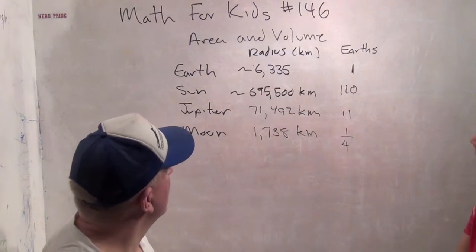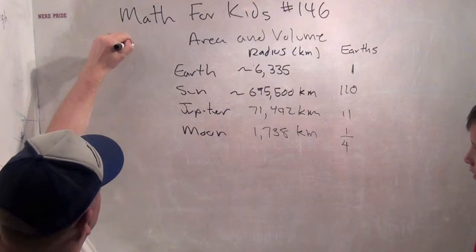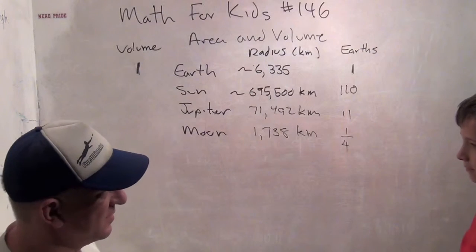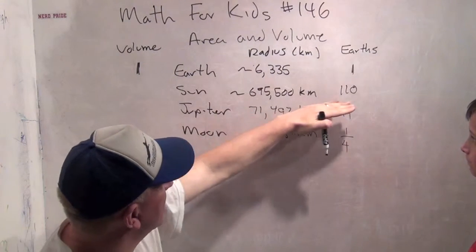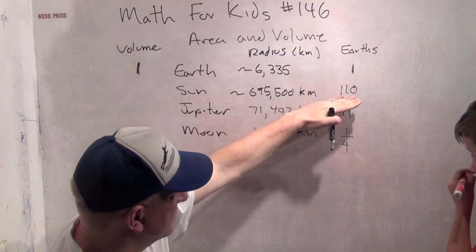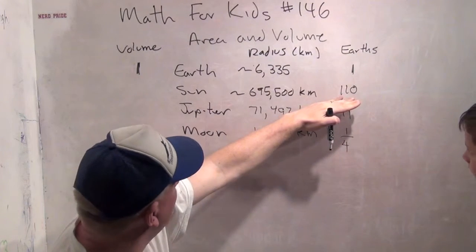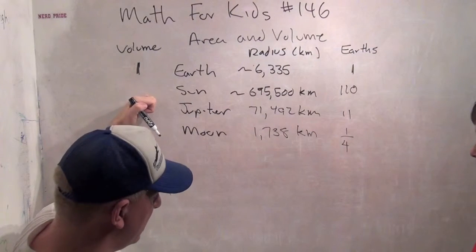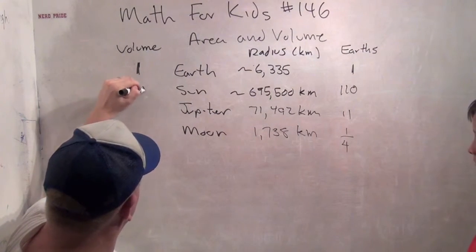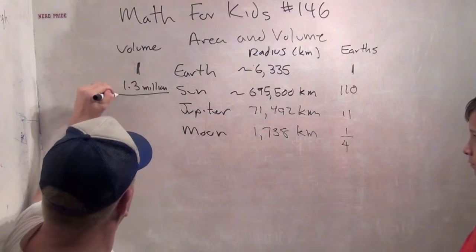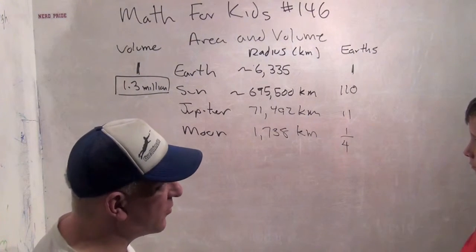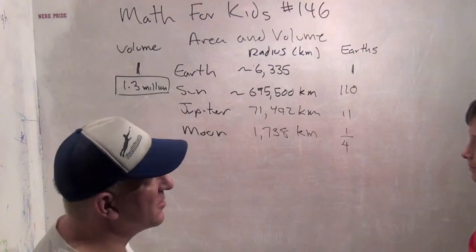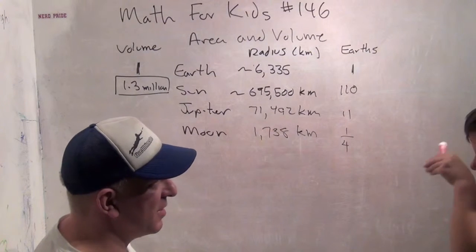But now, let's look at the volume. The volume of the Earth is just 1 Earth volume. But the radius of the Sun is 110 times bigger, and that means you cube that to find out the volume of the sun. So this is about 1.3 million. The sun is about 1.3 million times the volume of the Earth. That's hard to even understand what that means. But let's think about it this way.